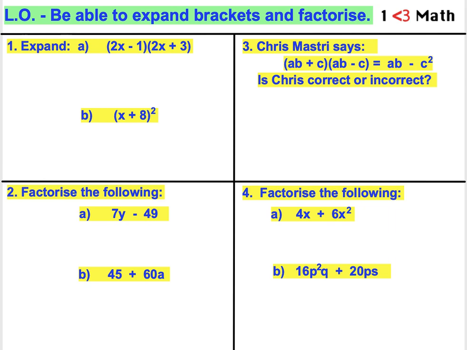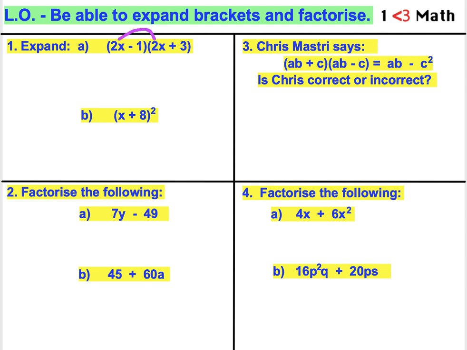So question 1. We have to expand parts A and B. We'll do part A first. Everybody likes a good part A. So this is again going to be using the FOIL strategy that I've shown in other videos. The difference here is we've got, instead of just x, we've got 2x in both brackets. But all we need to do is follow the same procedure and multiply out the brackets.